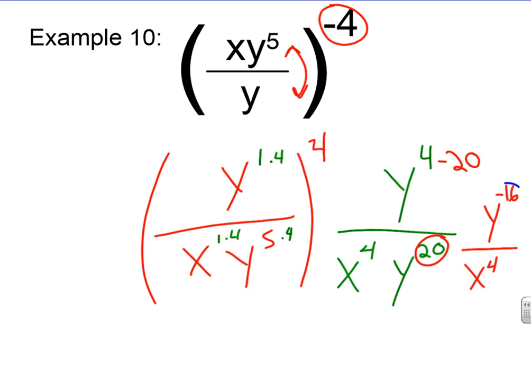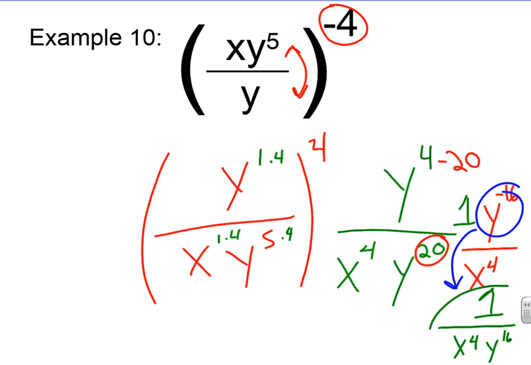So we shove that negative. Now keep in mind, when we shove that negative, it leaves a 1 on top. So your final answer is 1 over x to the 4th, y to the 16th. Don't forget, when you shove it to the bottom, you have to put a 1 on top.